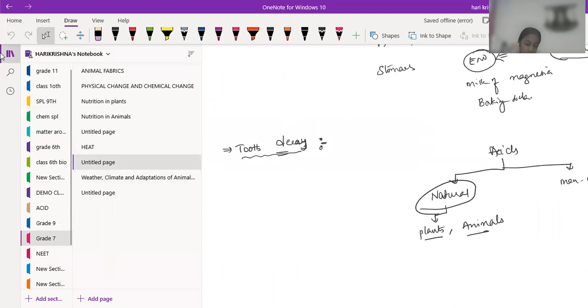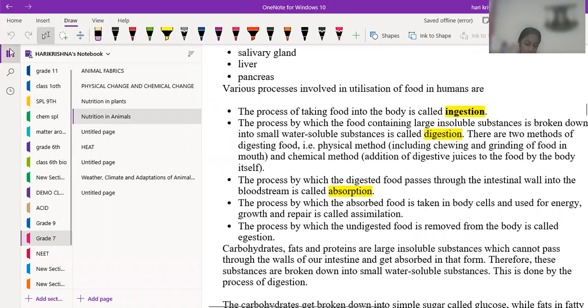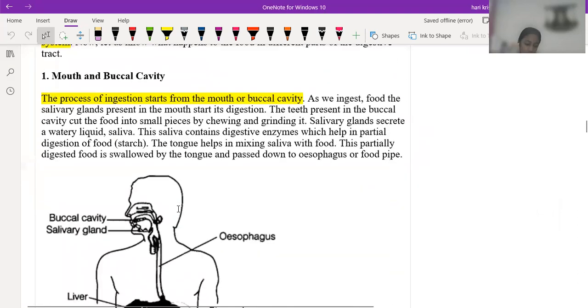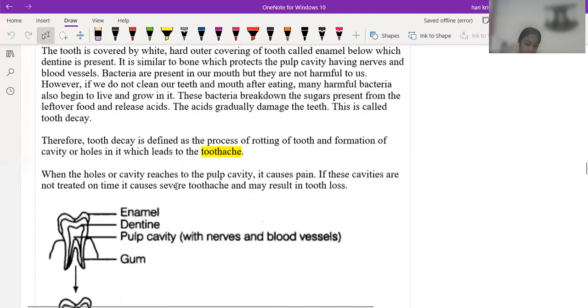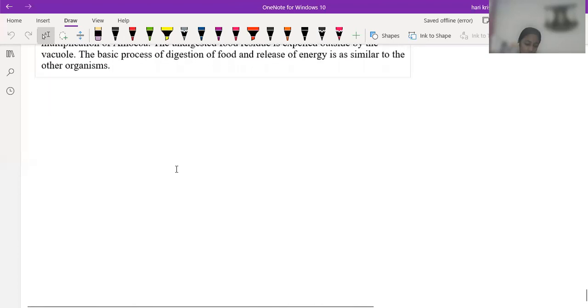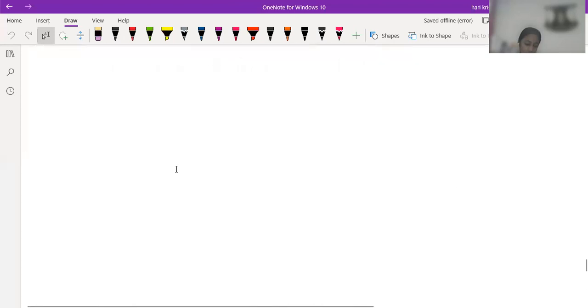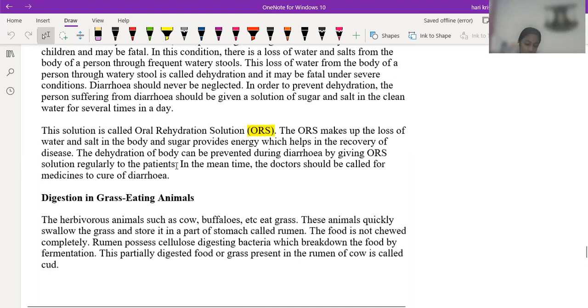So in the last class, what were we discussing? Nutrition in animals. We discussed the human digestive system, about teeth and all the layers of the teeth, how many teeth we have, and what functions each tooth does.